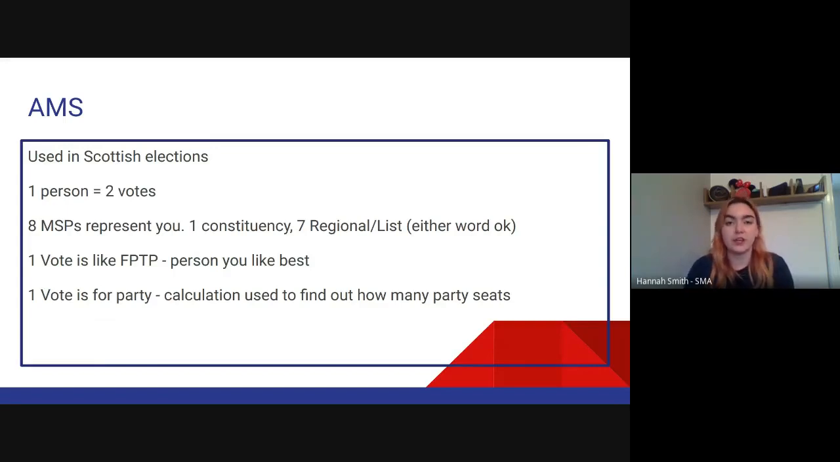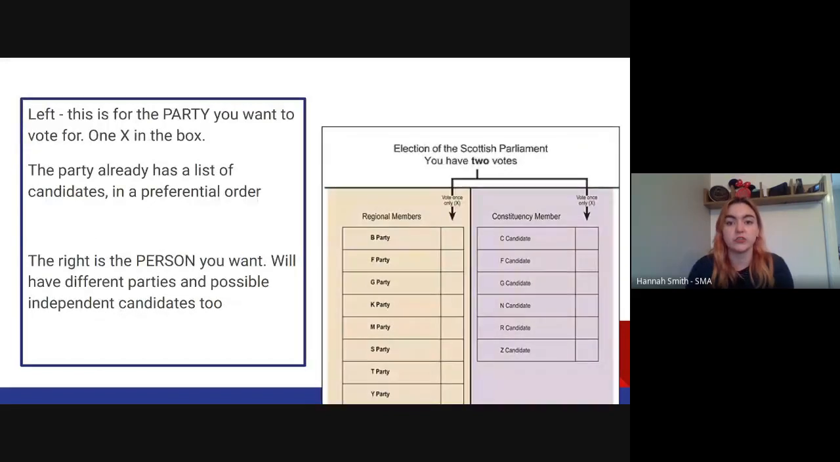One of the votes is very like first past the post. It's the person you like best. Oh, I like John. John gets my vote. I like Hannah. Hannah gets my vote. The other one, however, has got nothing to do with names. It's purely based on the political party that you see in front of you.